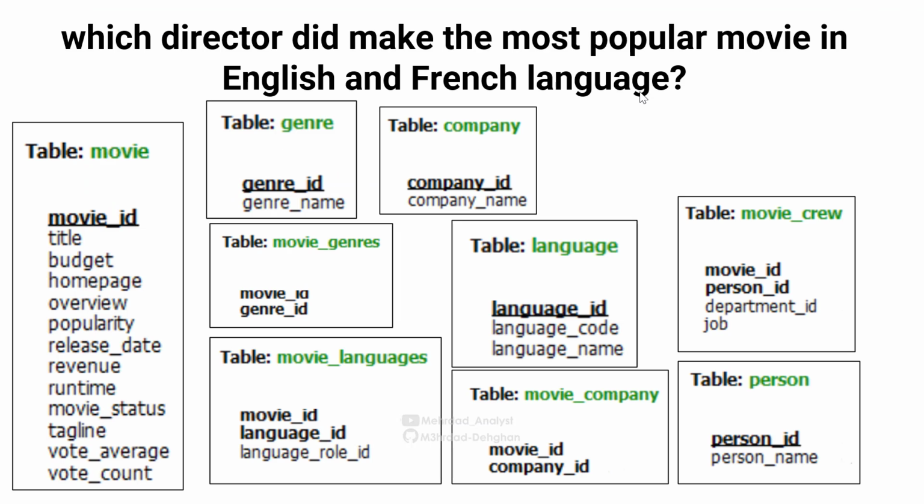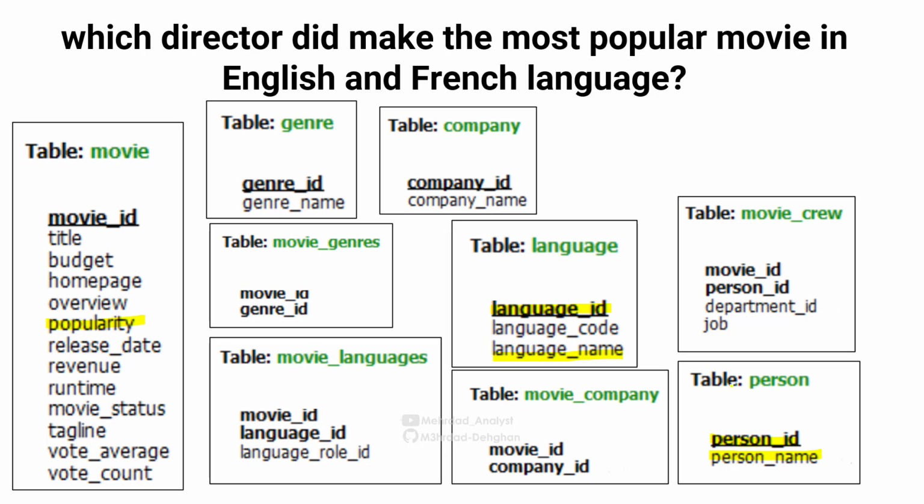This question is asking which director did make the most popular movie in English and French language. This question needs so many data from different entity type. First of all, I should capture some data from the movie table, and then from, for example, the popularity, and the data from the language, because this question is about the language. So language ID and language name should be selected. And about the person ID and person name.